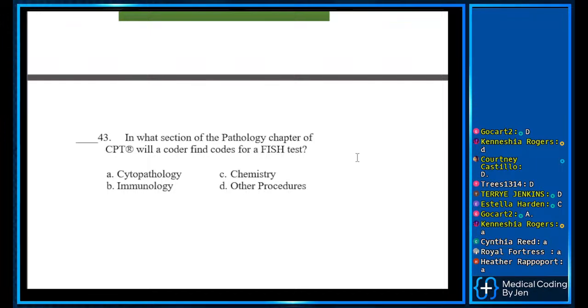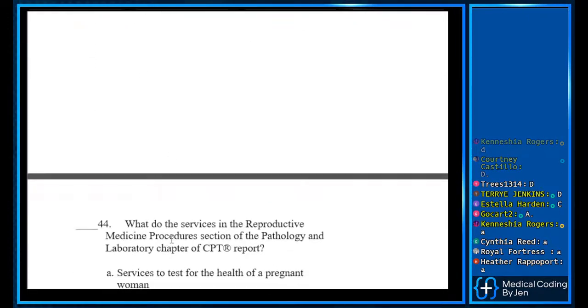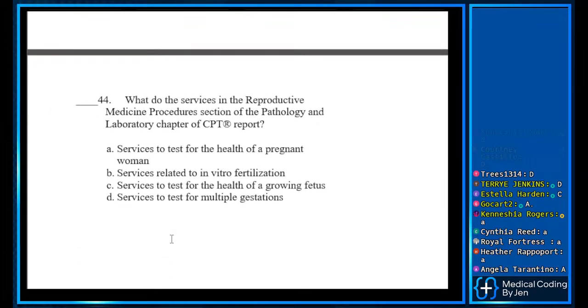What kind of pathology are we dealing with? Yeah, and this is pretty easy because pathology is literally inside the answer, right? Easy peasy. A is our answer. What about this one? What do the services in the reproductive medicine procedures section of the pathology and laboratory chapter of CPT report?